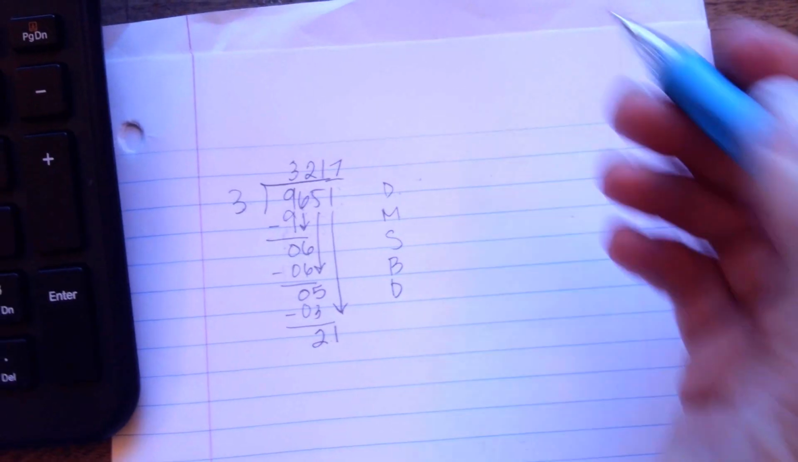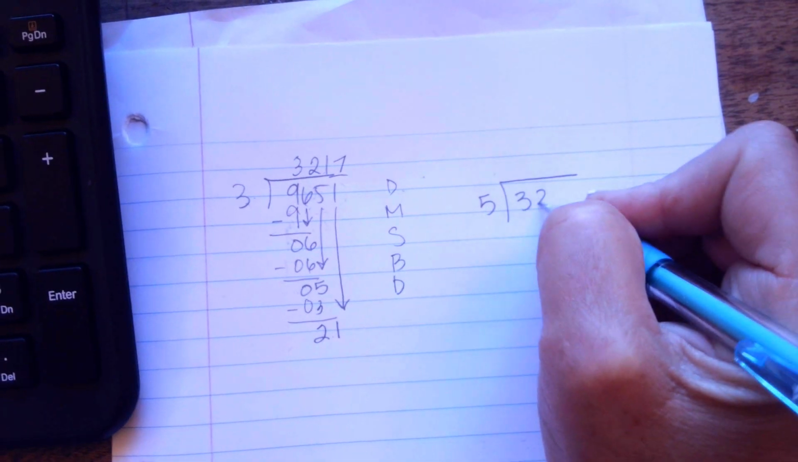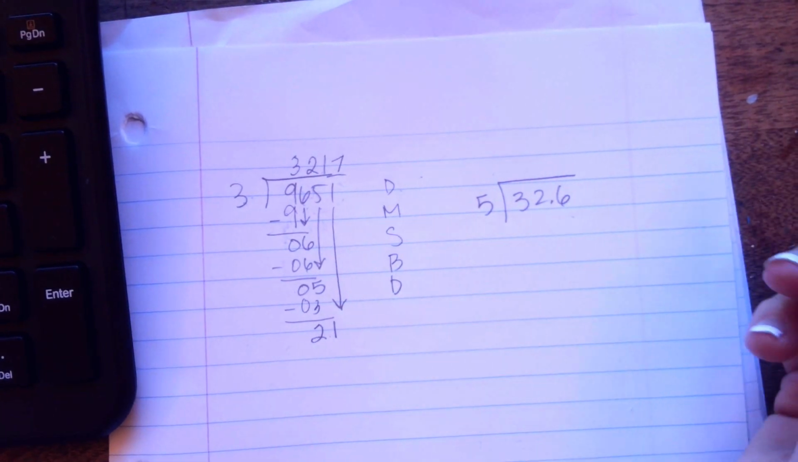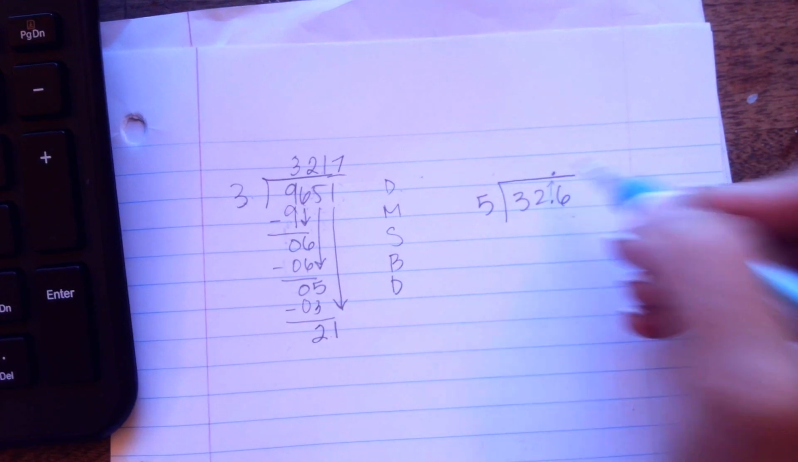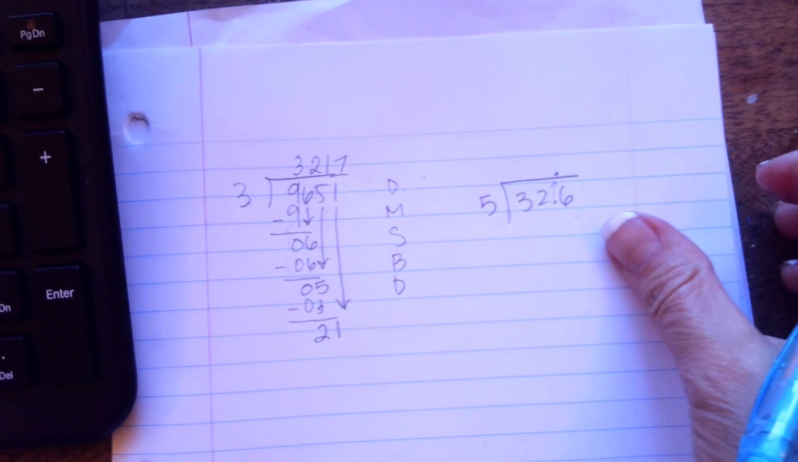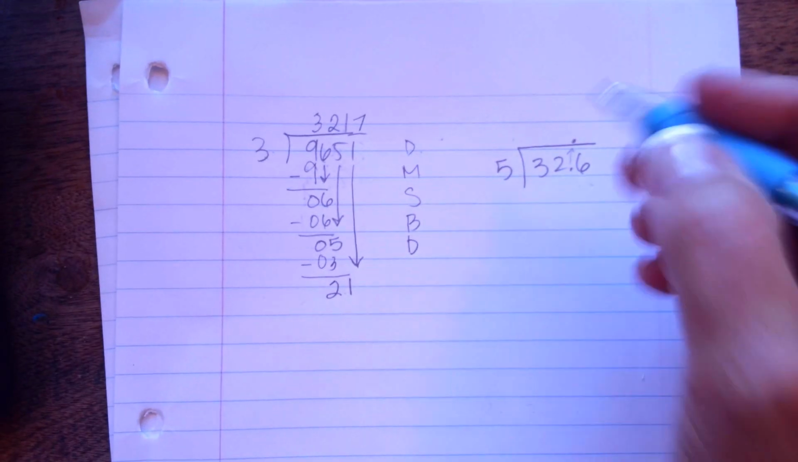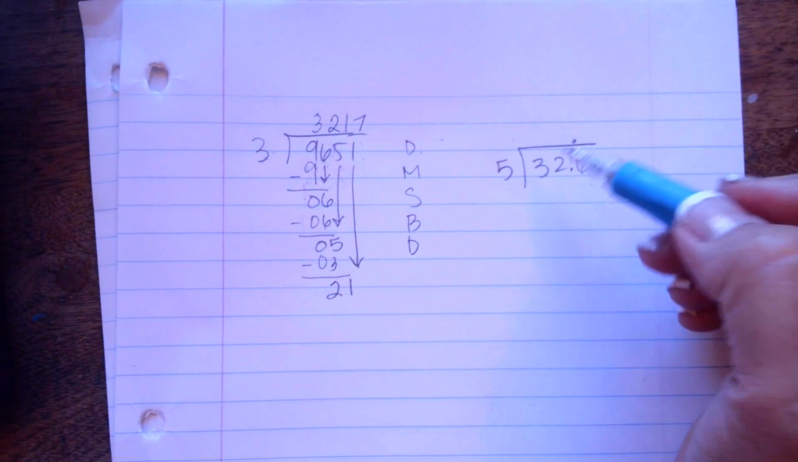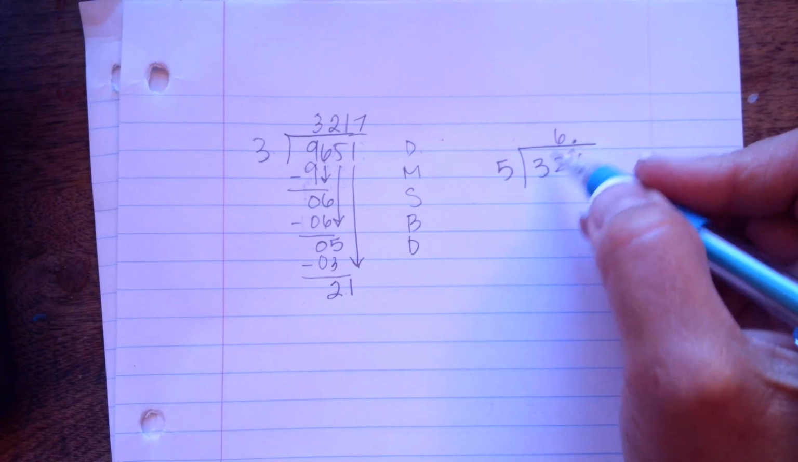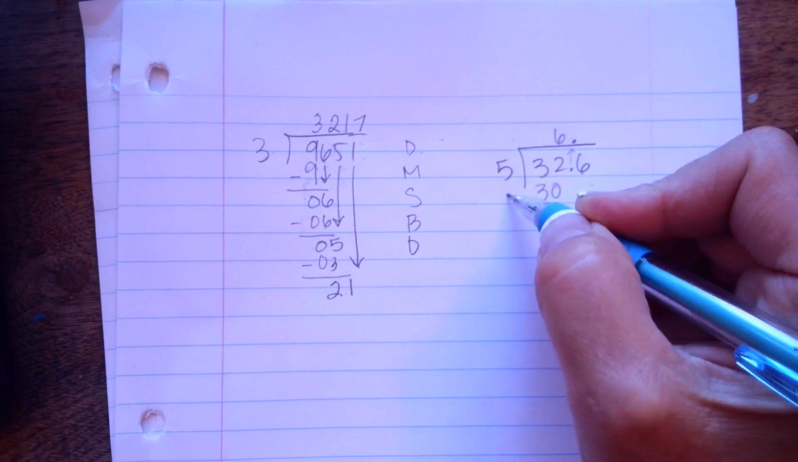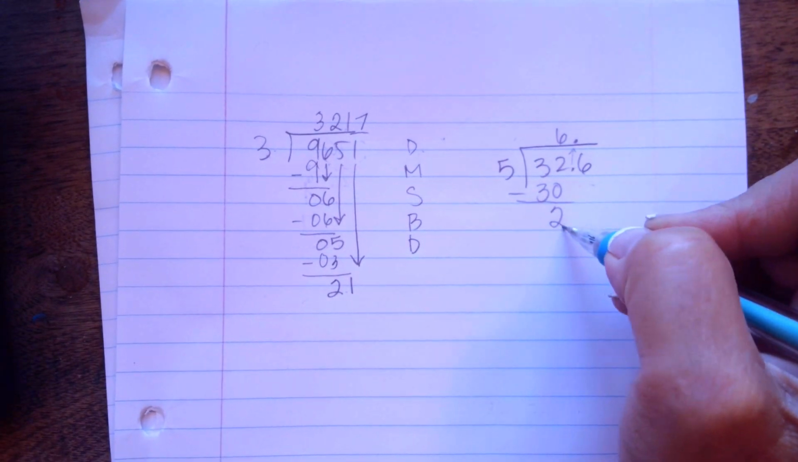The next one is 5 goes into 32.6. So we're just going to move this decimal up here. That's always my first step so I don't forget about it. So we're going to do 5 goes into 3 0 times. 5 goes into 32 6 times. 6 times 5 is 30. And then 32 minus 30 is 2.